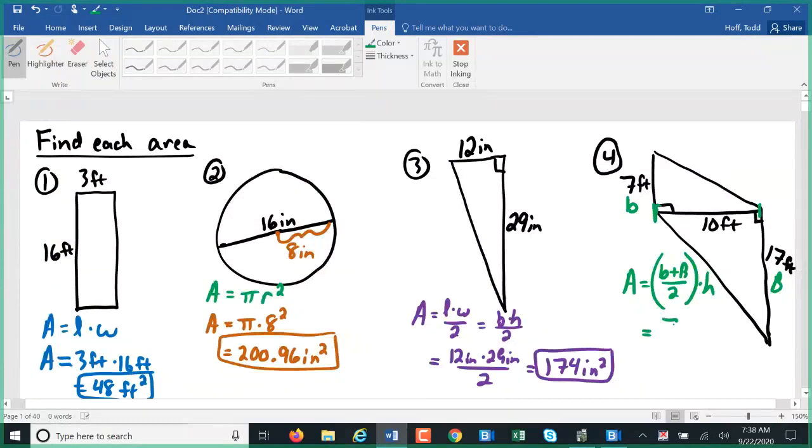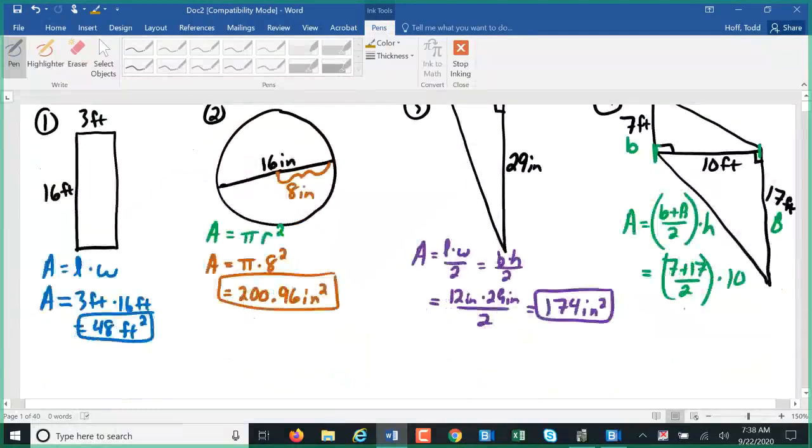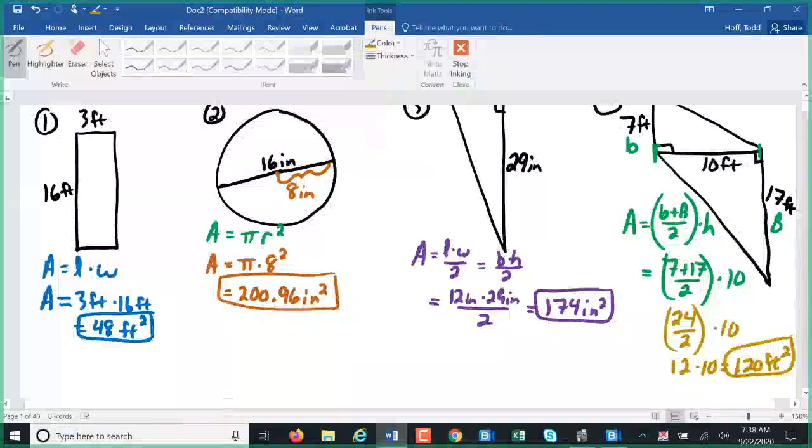So for this one, we have 7 plus 17 over 2 times the height of 10. 7 plus 17 is 24. 24 over 2 is 12. 12 times 10 is 120. Those units are in feet, so that is square feet. Any questions on any of those 4?